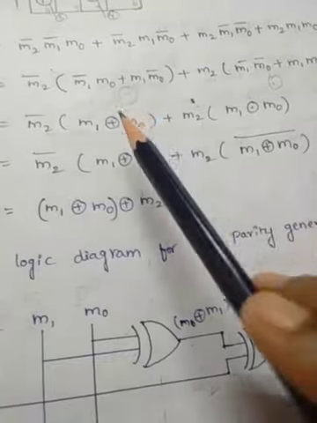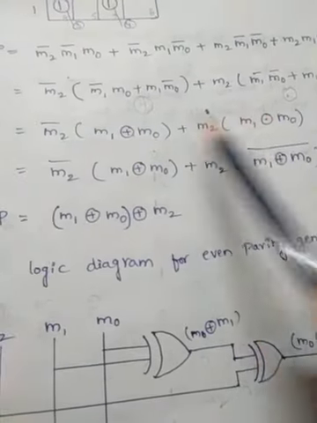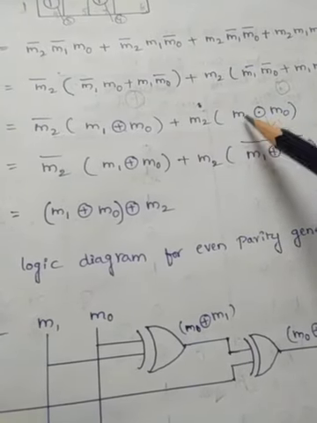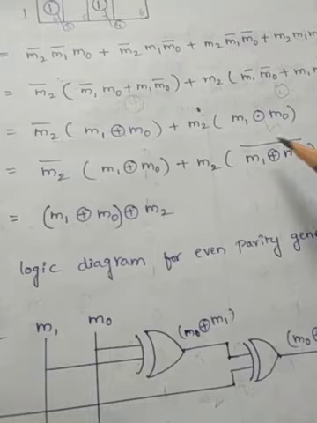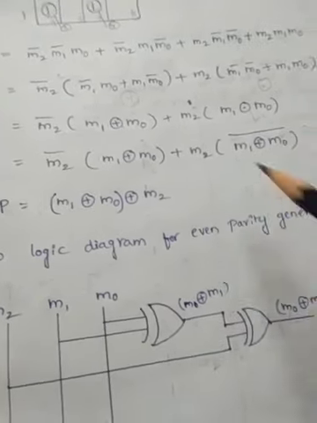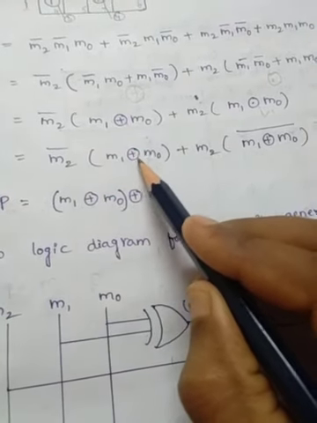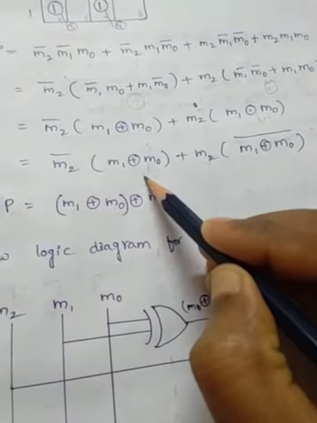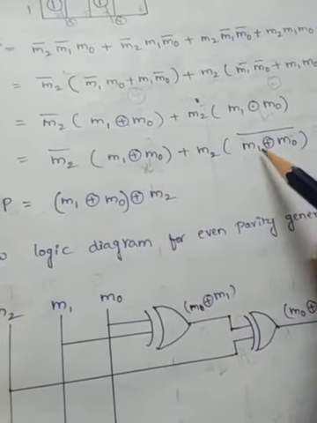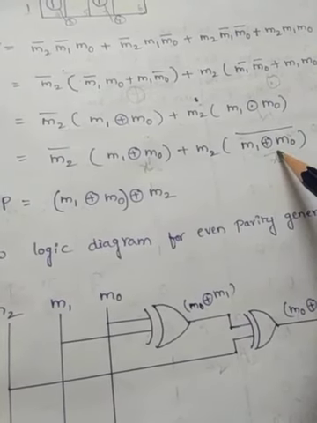Next we know that both XOR and XNOR are complement to each other. So we can write this as M1 XOR M0 whole bar. Next, see this. For example, M1 XOR M0 is represented as X. Look at this. This is also M1 XOR M0. So this is X bar.